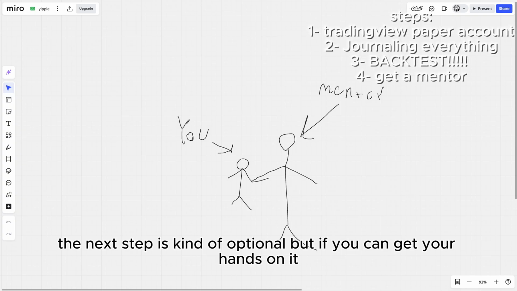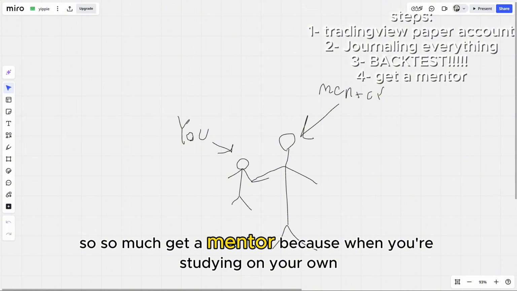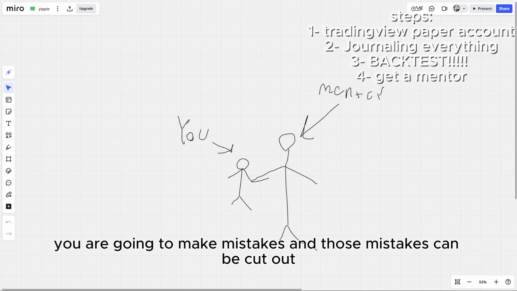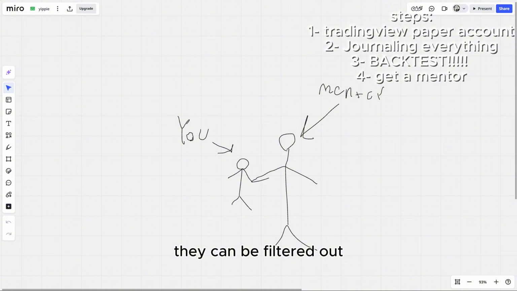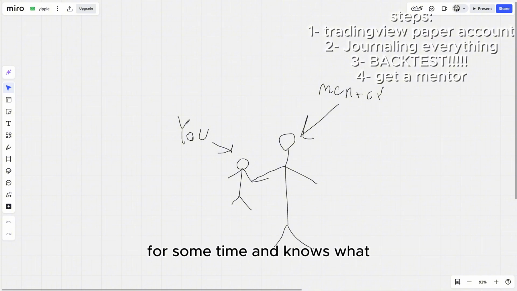The next step is kind of optional, but if you can get your hands on it, it will help you so much. Get a mentor. Because when you're studying on your own, you're going to make mistakes. And those mistakes can be cut out. They can be filtered out by using the experience of someone who's been in the markets for some time and knows what they're doing. That is very important. Get a mentor if possible.